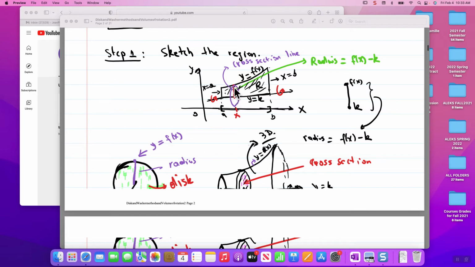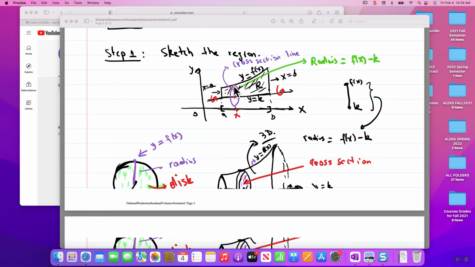In two-dimensional, the cross-section line goes through the region. So you pick any point between a and b, you call it x, and then you draw your cross-section line segment, which is this. So the cross-section line here is vertical. And the cross-section line for the disk method is always perpendicular to the line of rotation. Perpendicular means the two lines form a 90-degree angle.